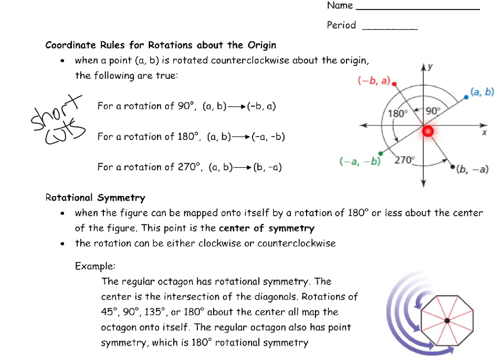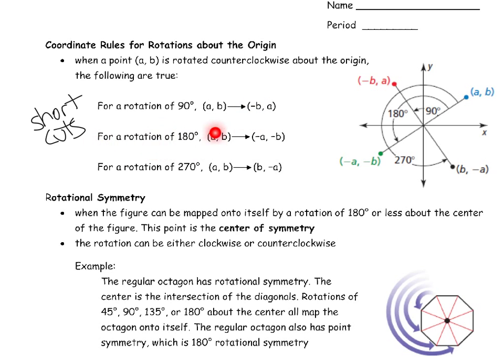When a point is rotated counterclockwise, so clockwise is this way, like that's how a clock rotates, counterclockwise is the opposite way. So when a point is rotated counterclockwise about the origin, these rules are true. For a rotation of 90 degrees, your point (a, b) would then become (negative b, a), which, notice, the order switches and the x value becomes the opposite.